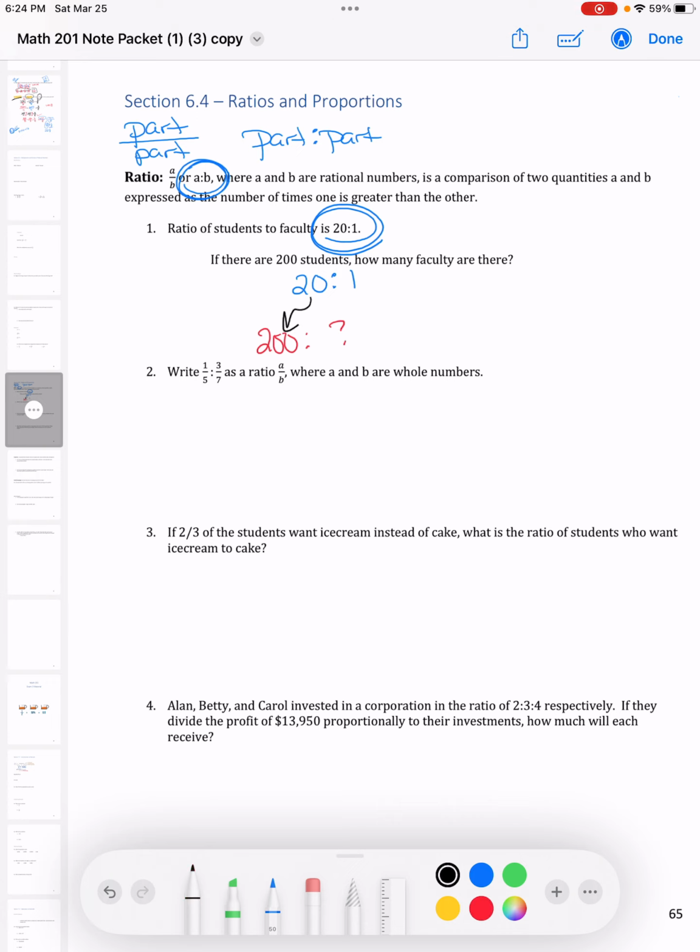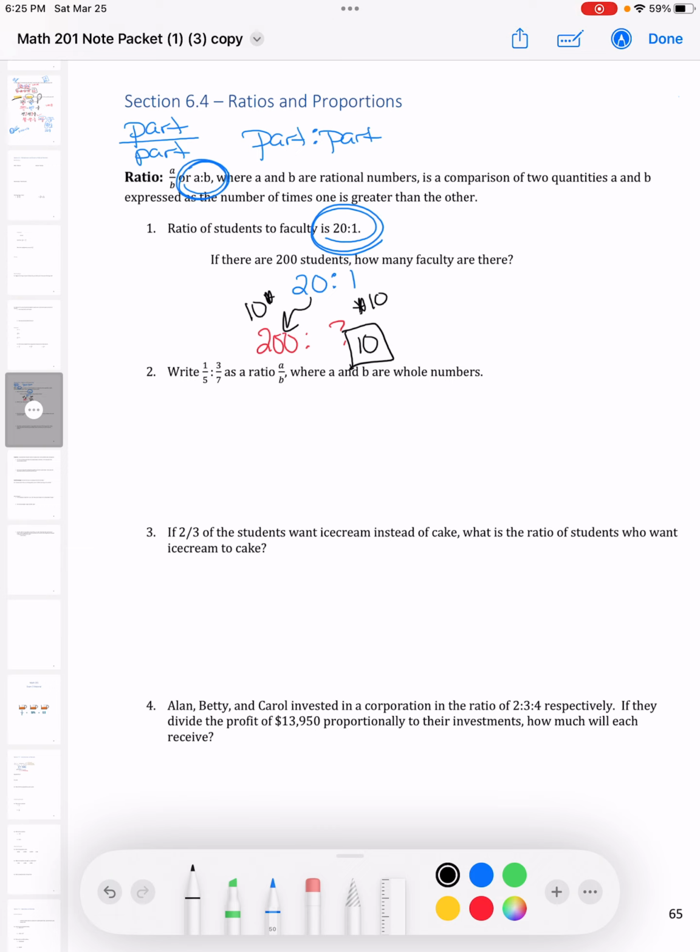To get 20 to turn into 200, I multiplied by 10. So if I multiply this by 10, 1 times 10 gives me the answer of 10. So just like we saw with fractions, what you do to one side, you want to do to the other. We're going to keep them the same proportions here. We can't be lopsided at all.